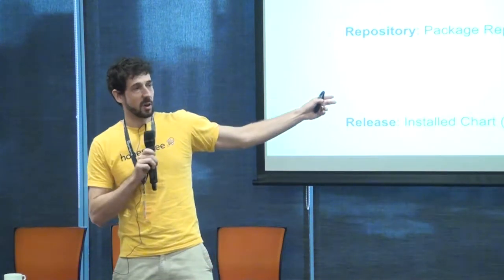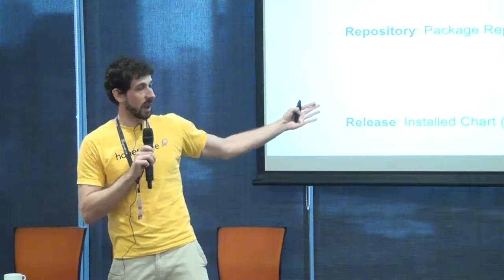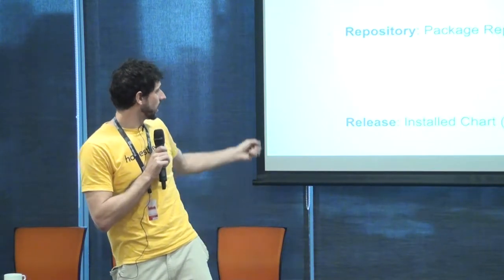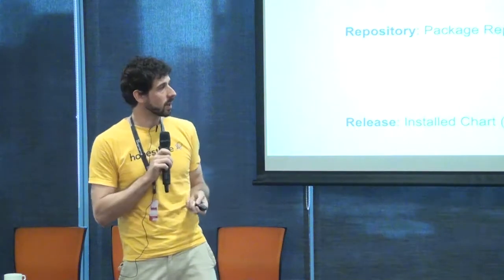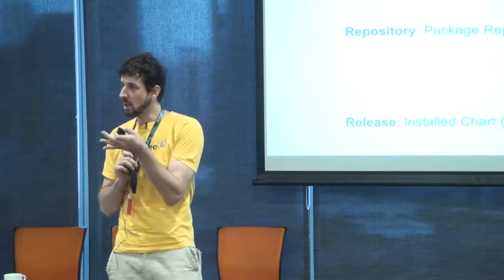So charts are stored inside something called the repository, which is like a big library of all the different charts. And whenever you install your chart into your Kubernetes cluster, it's called a release. So you can have multiple releases of the same chart with different configurations.